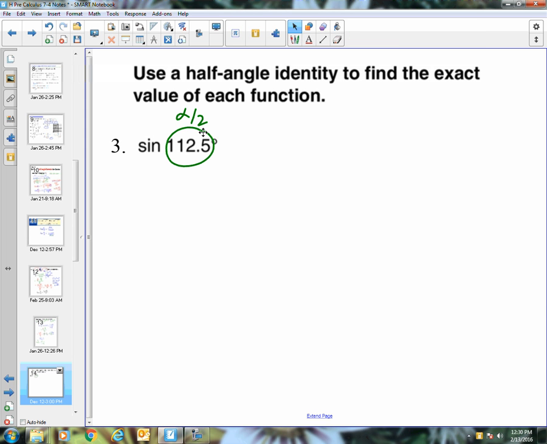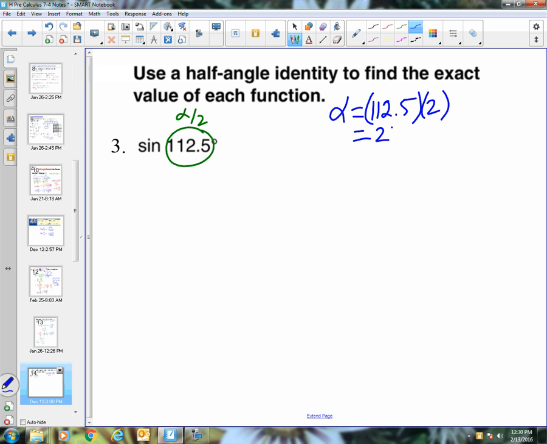What you need to do then, and I think a lot of people like this because it's in degrees, you have to double that to figure out alpha. What angle are they thinking you might know something about? So 112.5 times 2, doubled, well, that's 225, and sure enough, that is definitely a special value angle. So that's something that we can use to help us find the value of sine of half of it, that 112.5. All right, so let's take a look at the sine formulas here.